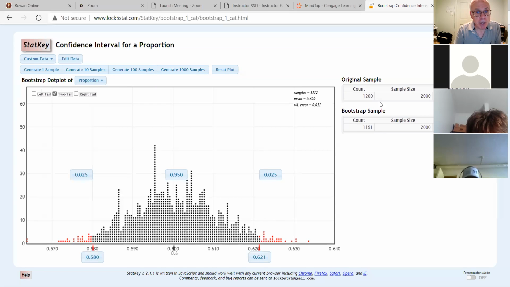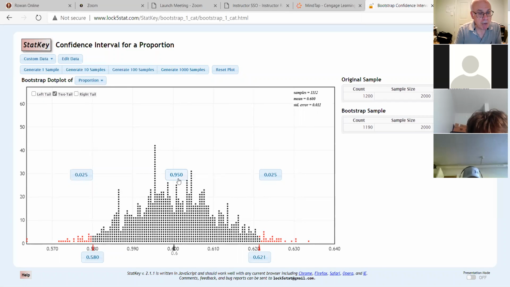And then we use the simulation process, creating, in this case, 1,112 bootstrap samples, all of them having a sample size of 2,000, each one of them having a different sample proportion. Now, some of them had the same, but many of them had different counts. And we ended up with all of this, and then we click the two tails. We end up with an interval estimate of the population parameter.